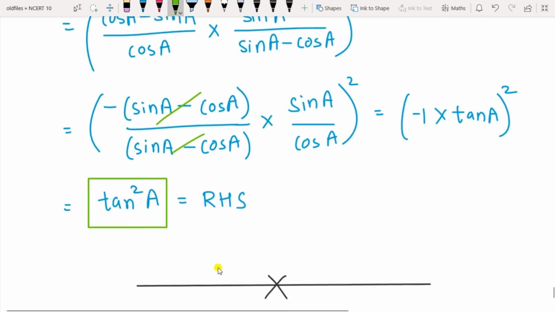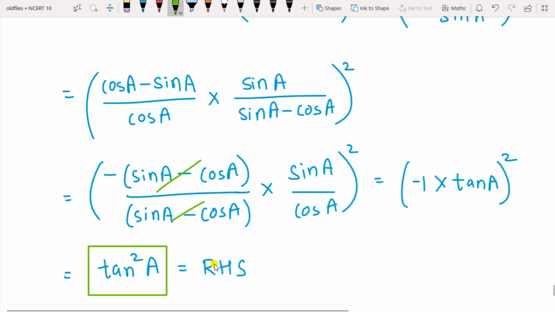So this was the last question of your exercise 8D. So this way you have to solve exercise 8D. You need a lot of practice, and you have to solve some other questions also for prove the following.